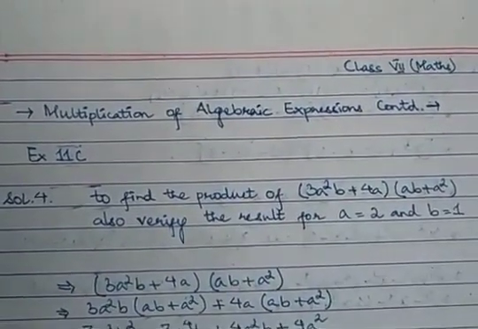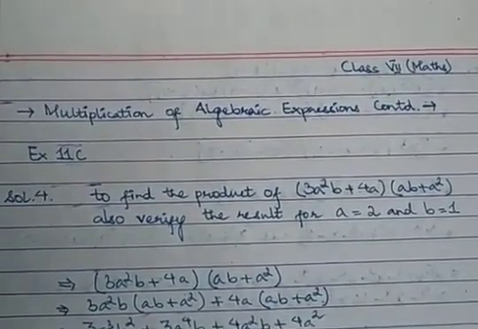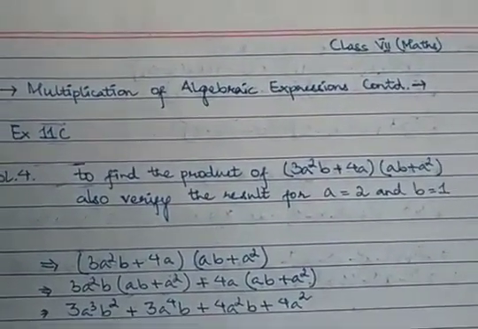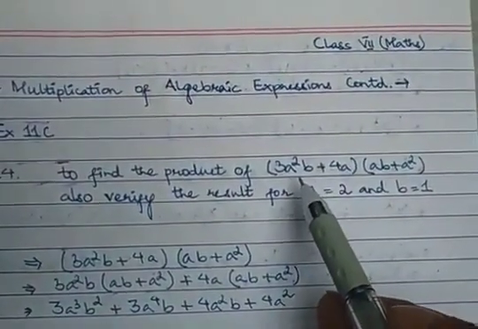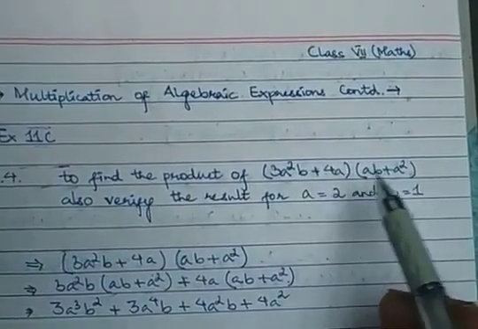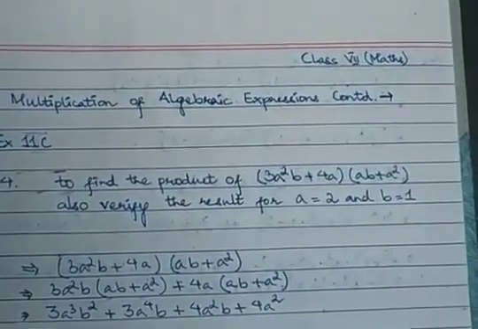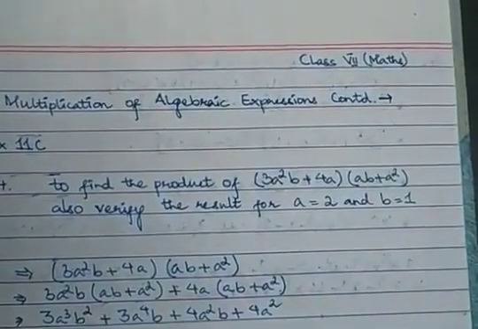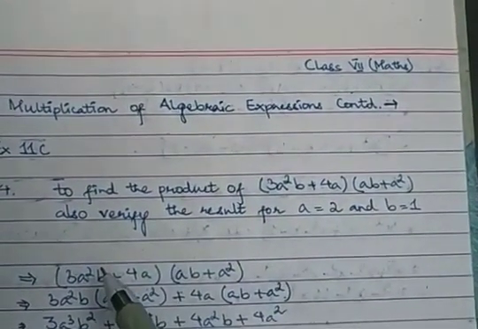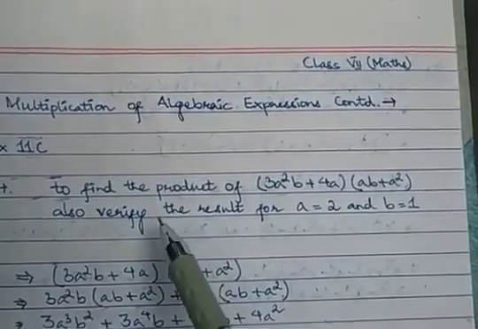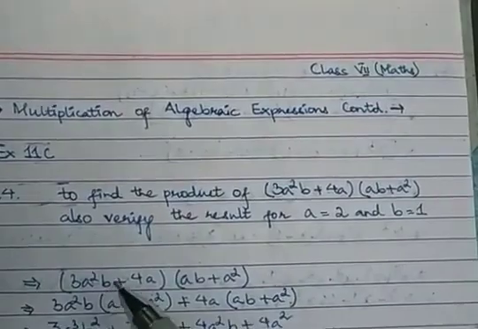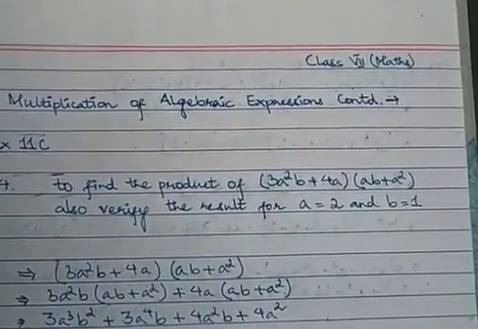Okay, in the same exercise, that is exercise 11C, under the multiplication of algebraic expression, question number 4, we need to find the product of two binomials. As you can see here, 3a squared b plus 4a, it's a binomial, isn't it? And we have a multiplication of 2. The additional part in this question is that we need to verify the result for a equals to 2 and b equals to 1. That means finally we need to substitute the values of a and b as well.